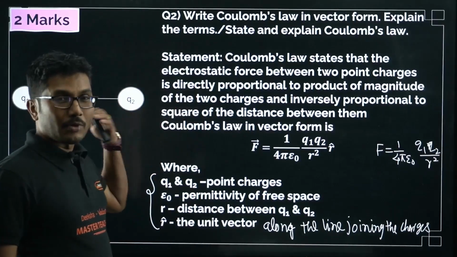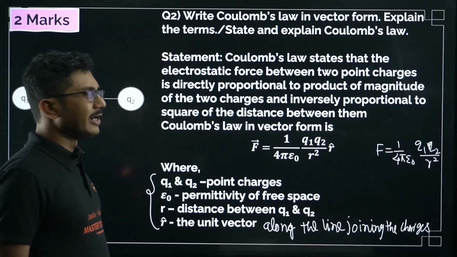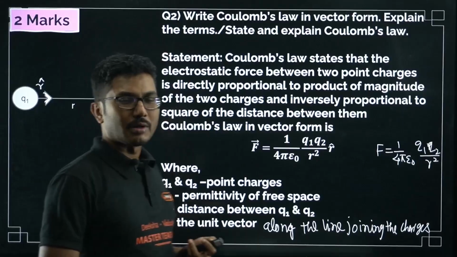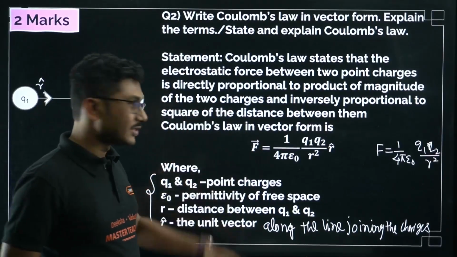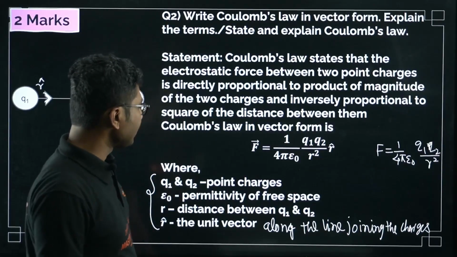As for the statement, I am not going to elaborate it, because you already know it. It is proportional to the product of the charges, inversely proportional to the square of the distance, and in vector form this is the form. Now next question.